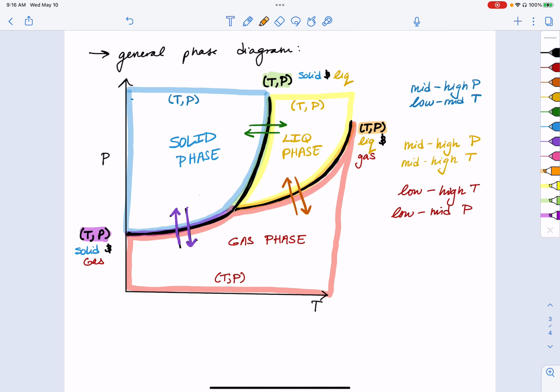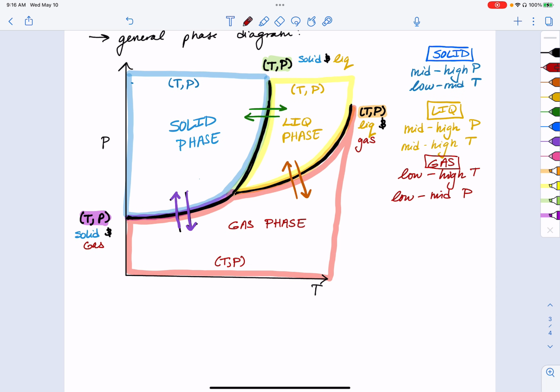Now, there are a couple of really interesting points on this particular diagram. And I think the one that you might be able to clock right off the bat, so let me just label this real quick. Solid, liquid, gas. But the really interesting point is where all three of these curves meet. So this point, very creatively, is called the triple point.